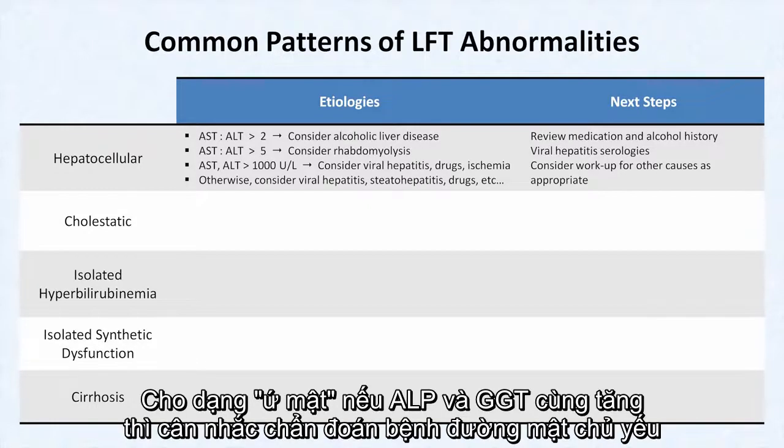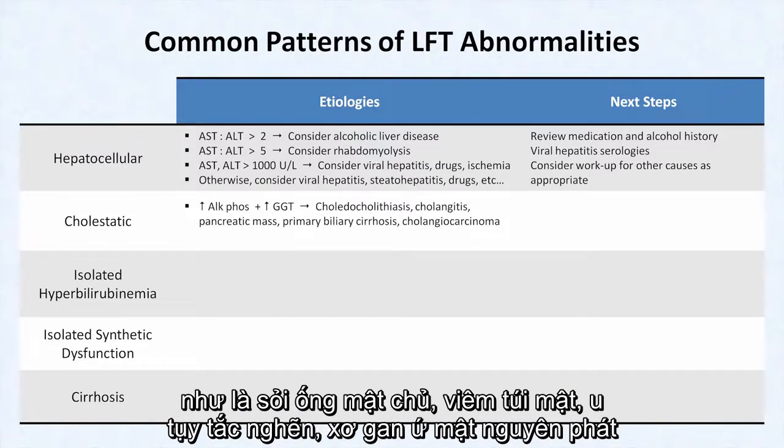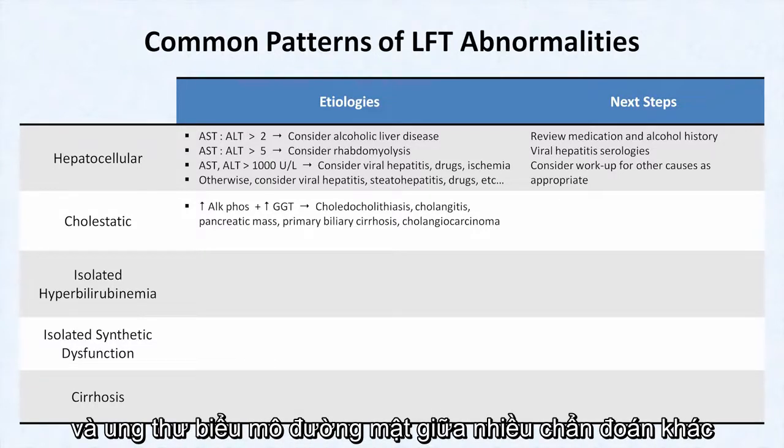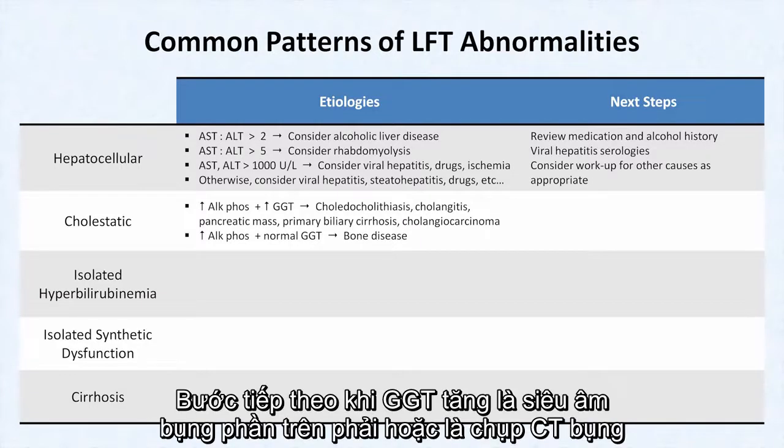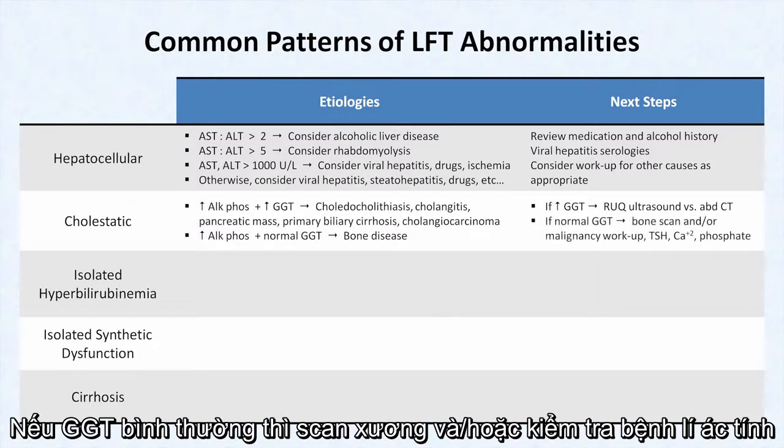For the cholestatic pattern, if ALK-Phos and GGT are both increased, consider primary biliary diagnoses such as choledocholithiasis, cholangitis, an obstructing pancreatic mass, primary biliary sclerosis, and cholangiocarcinoma, among many other diagnoses. If the ALK-Phos is increased but GGT normal, consider bone disease as a likely cause. The next steps here, if GGT is elevated, get a right upper quadrant ultrasound, or debatably an abdominal CT. If the GGT is normal, consider a bone scan and/or malignancy workup.